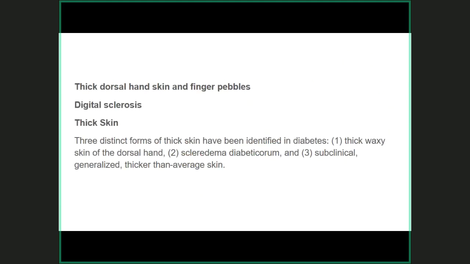So these are some other manifestations: digital sclerosis, thickening of the digits, thickened hand skin. In general, diabetic patients seem to have thicker skin. They have thick, waxy skin. They might have scleredema and greater skin thickness than most other individuals.